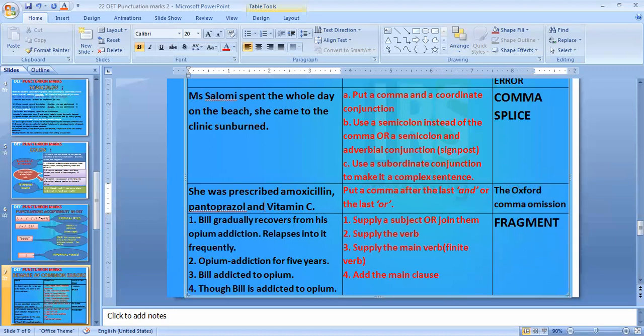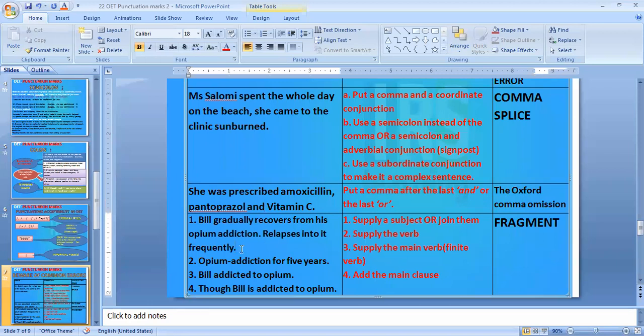Even if you don't put a comma, it's accepted actually. But strict grammarians, if your evaluator is a very strict grammar person, he may not like the absence of the comma. Okay. Next one. Number 1. What is this? Bill gradually recovers from his opium addiction, relapses into it frequently. What's the problem here?